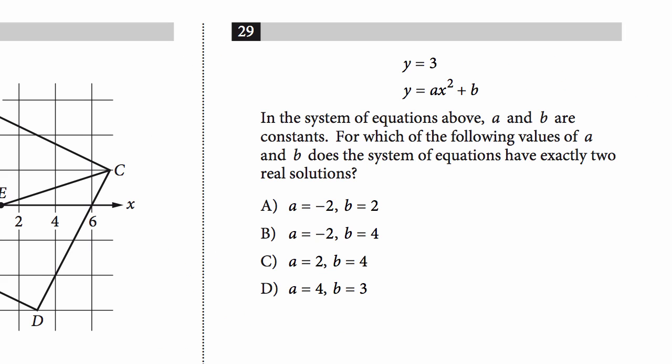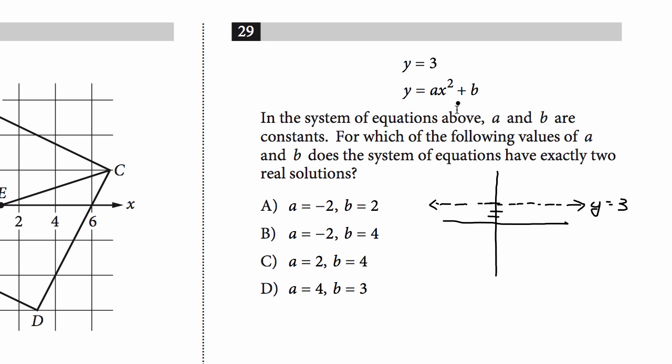Cool. All right, we're doing number 29. This one says, in the system of equations above, a and b are constants. For which of the following values of a and b does the system of equations have exactly 2 real solutions? Okay, so maybe the first thing you would do in this question is just draw a quick graph of where this equation is going to be, y equals 3. And I'll show you why you don't really have to do much work for this problem. You don't want to be plugging things in. This is one of those problems you can do less. When they say do less, this is one of them.